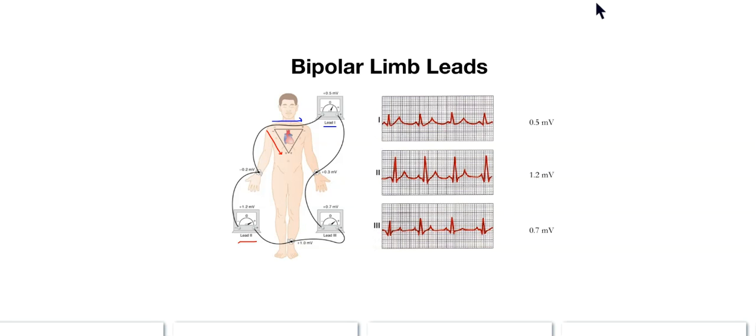And lead 3 is going to tell you information in this direction. The Einthoven triangle, which you should have also been able to see, will show you this and show you how everything kind of lines up.